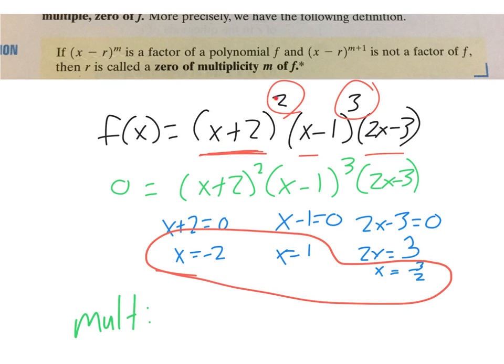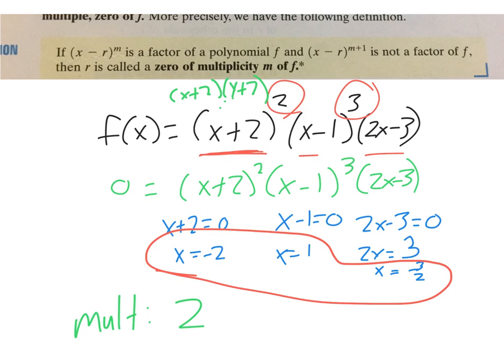It occurs twice because it's raised to the second power, right? And think about what second power really means. That means it's x plus 2 times x plus 2, right? So, I mean, you can literally see it's happening twice. You don't have to write that out or anything, but just make sure that you're connecting all this together. So, the multiplicity of -2 is 2.